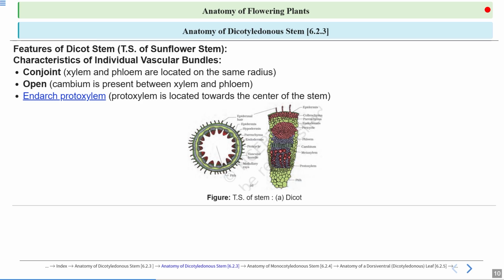So these are the three important points regarding the vascular bundle of the dicot stem. Must remember, very, very important points. Conjoint vascular bundle, open type of vascular bundle, and endarch protoxylem, right? These are the very important features. Every time questions come from this regarding the stem, right?